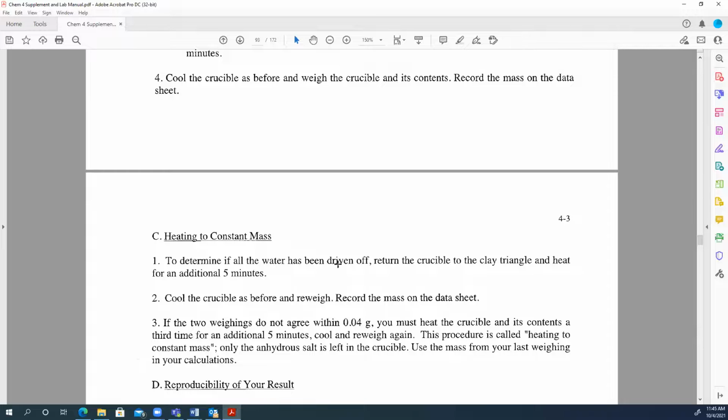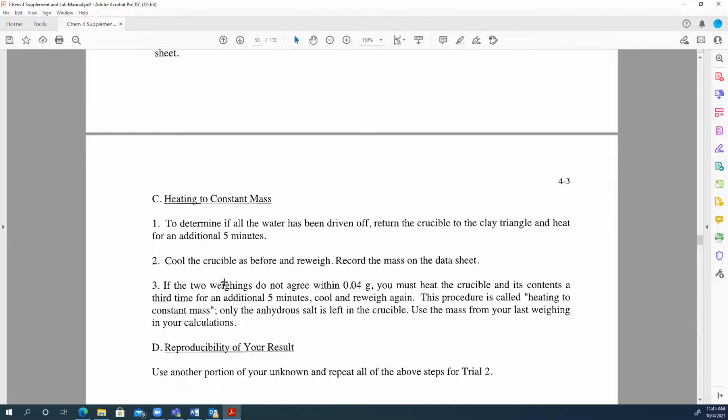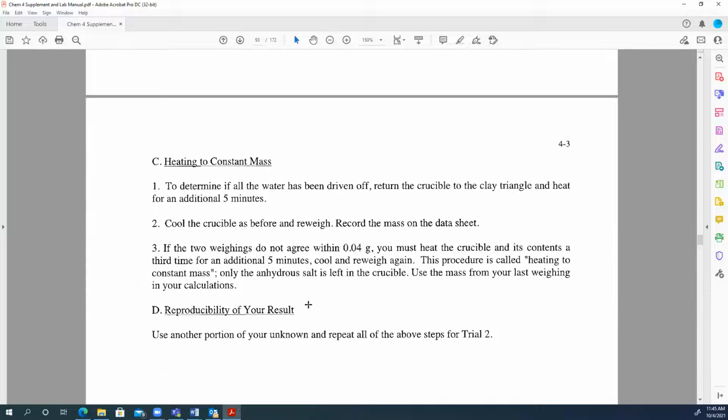To determine if all the water has been driven off, return the crucible with clay triangle and heat an additional 5 minutes. Cool and reweigh. If the two weighings do not agree within 0.04 grams, you must heat the crucible and its contents a third time, 5 minutes. So if we lose more than 0.04 grams, then heat it again. Ideally, it shouldn't lose anything. The two masses should agree. And so it's your call.